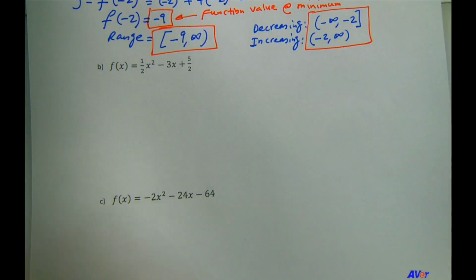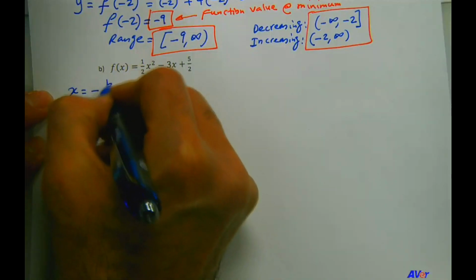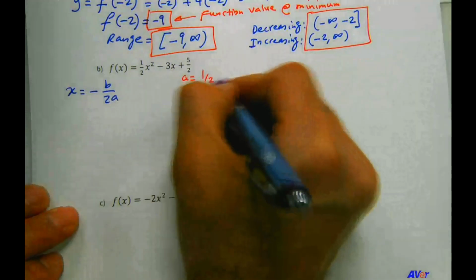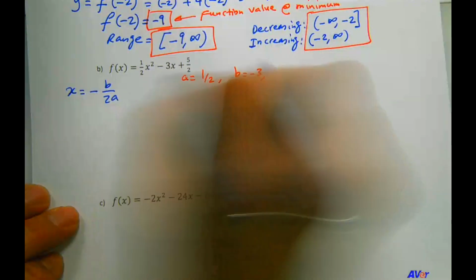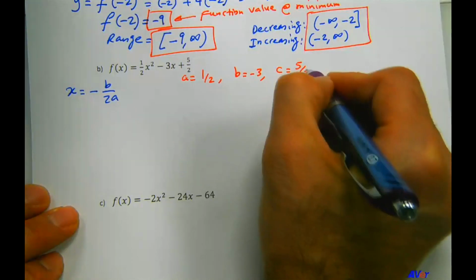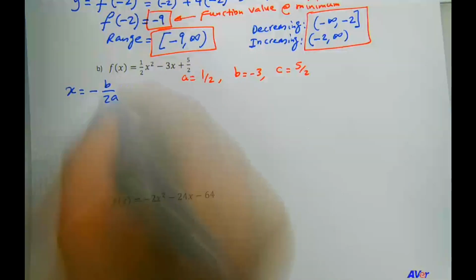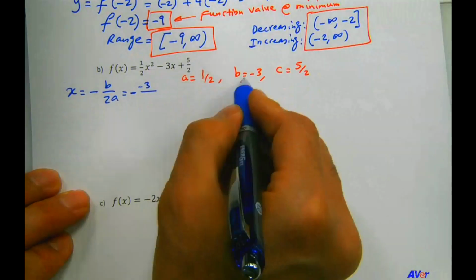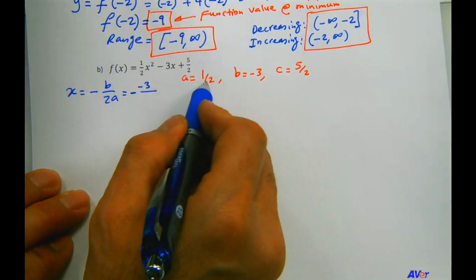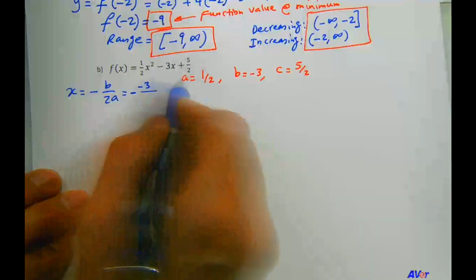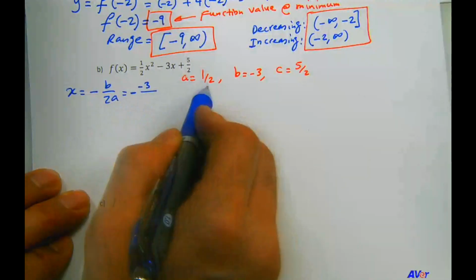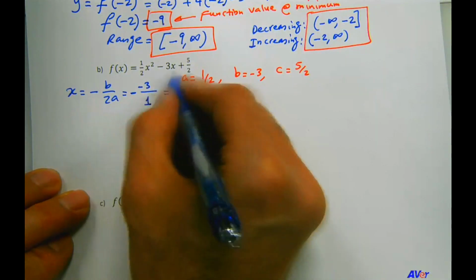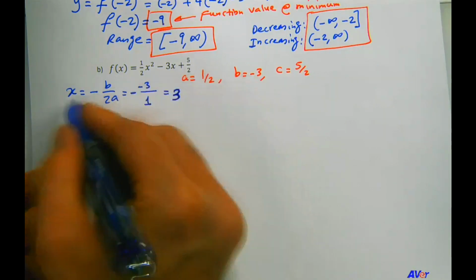Okay, so x equals minus b over 2a, and in this case, we have a is equal to 1/2, b is equal to -3, right? And c is equal to 5/2. So minus b over 2a would be minus -3 over 2a. 2 times 1/2 is just 1, right? 2a. 2 times 1/2 is just 1. So we end up with positive 3 for the x component.